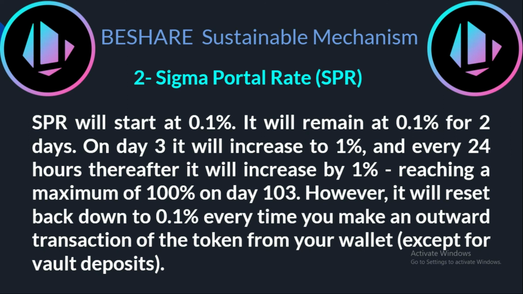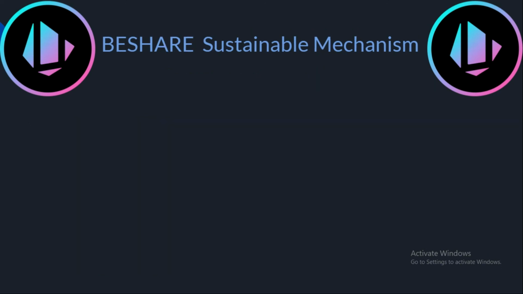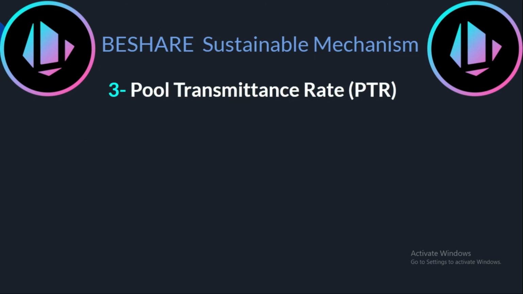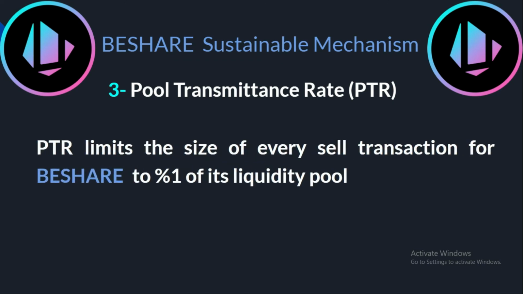So you can buy it, for example, or it is minted for you, and then you stake it, and then you wait for that 3 months to pass, or 2 months, or 1 month. Then you can sell what you want. But before you sell, there is another thing that you need to understand before you sell the whole thing. Pool Transmittance Rate, PTR. This means that the PTR limits the size of every sell transaction for BShare to 1% of its liquidity pool.